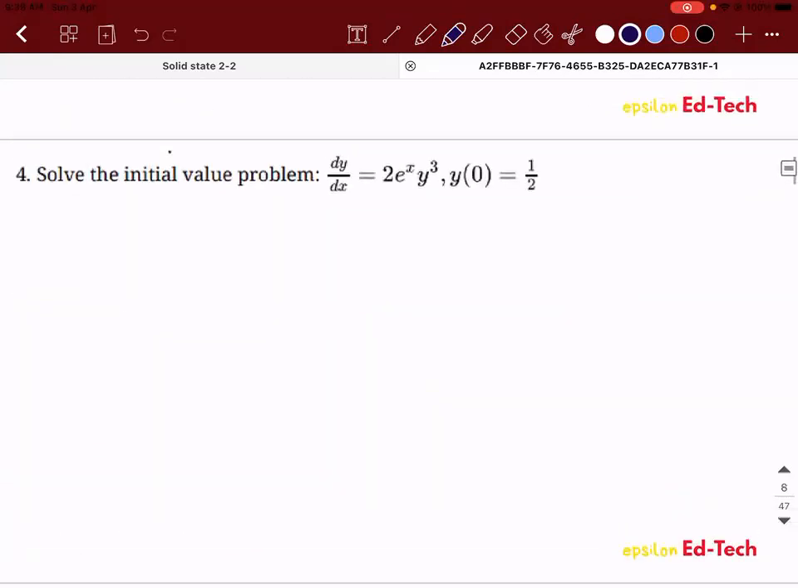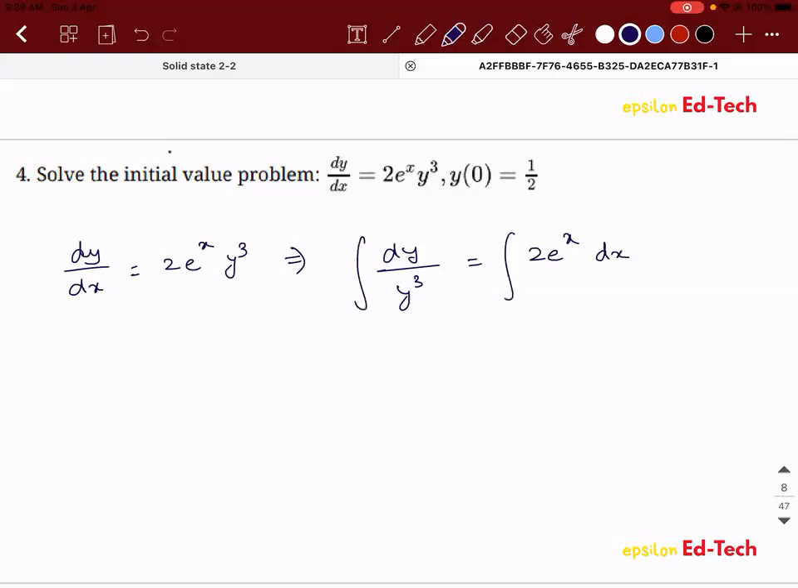Next. Solve the following initial value problem. dy by dx is equal to 2 e power x y cube. So you can clearly use variable separable. So dy divided by y cube is equal to 2 e power x dx. So integrate on both sides. What is integral of 1 by y cube?